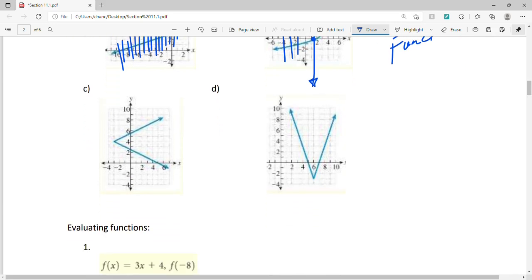This is not a function. Same thing for part D. Actually, part C. We can pass through this twice. So this is not a function.